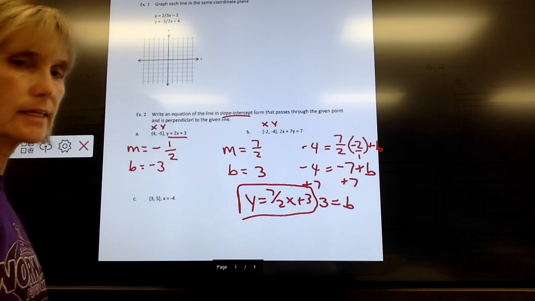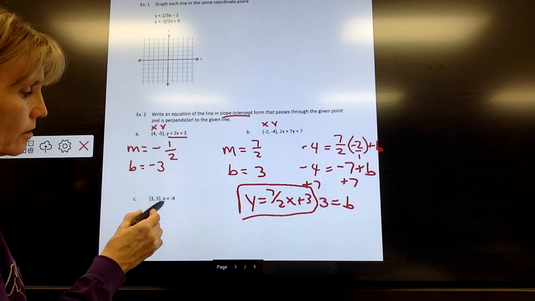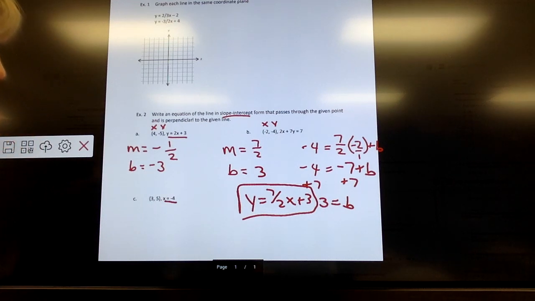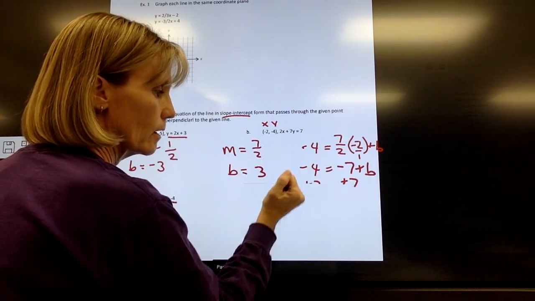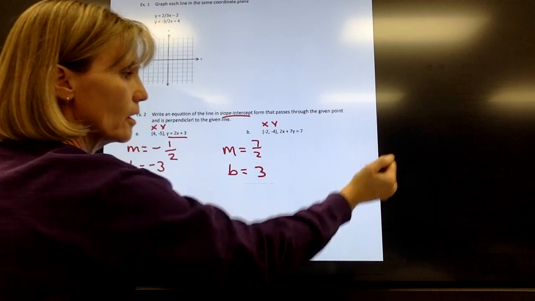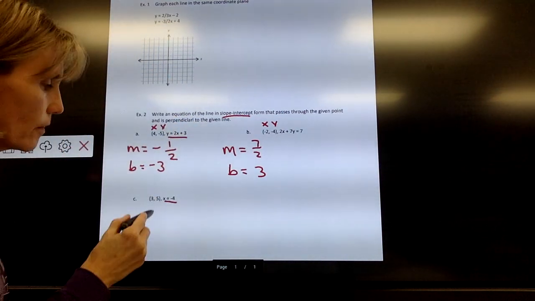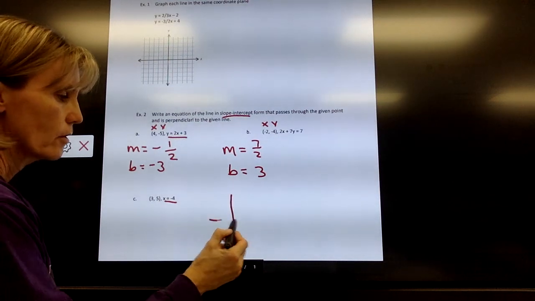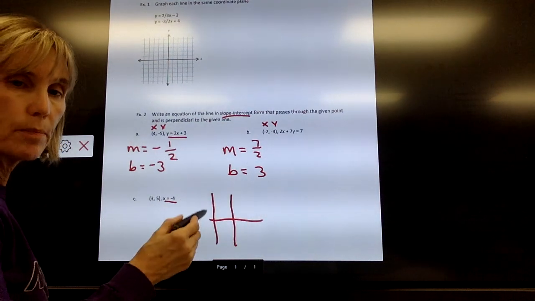And then lastly, example C, this is kind of a trick. This is one you just kind of really have to think about. If the equation just has an x in it, it's just x equals negative 4. What kind of a line is that? Think about what kind of a line is that. If I put that on a graph, would that be a horizontal line or would that be a vertical line? Okay, that's a vertical line on a graph. It's going to be over on this side. It's going to go up and down.